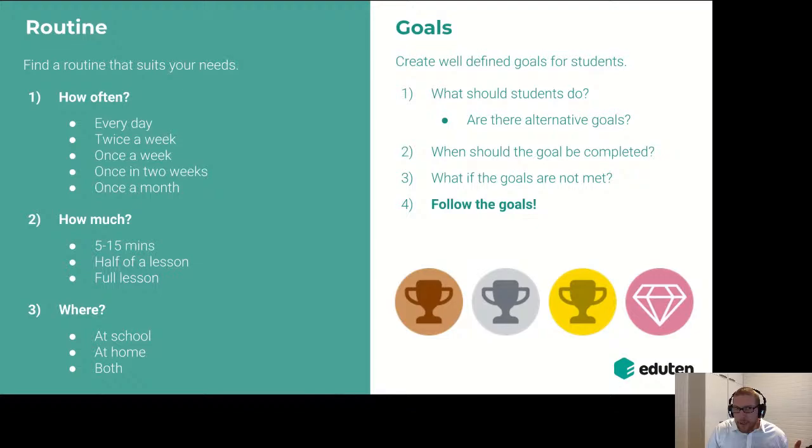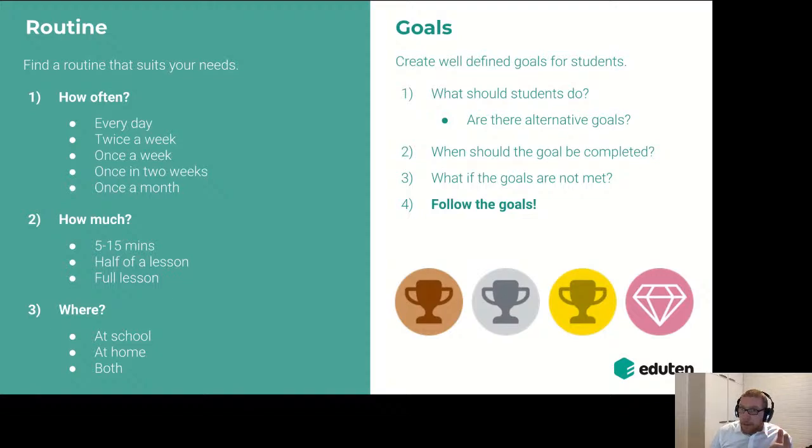Well, if we set aside the routine and we focus on the goals, we actually need to have clear goals, what we want students to achieve when they are using digital math tools. So basically, have a goal. What do they need to do, and when does it need to be ready? If you work on the platform every day, you probably want the goal to be done the next day. Not necessarily, but it might be like that.